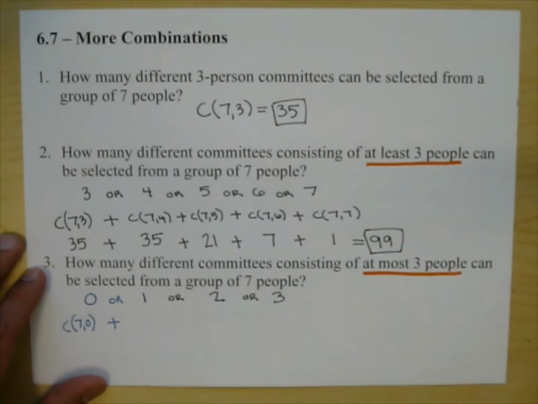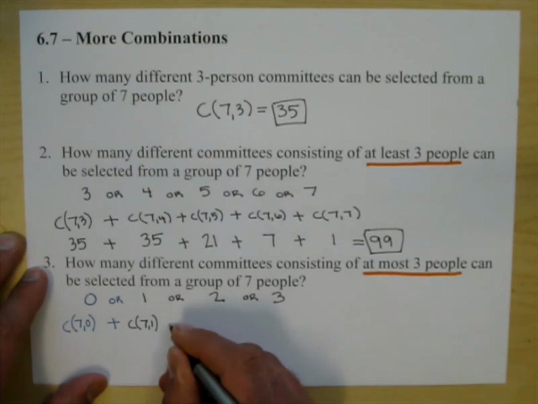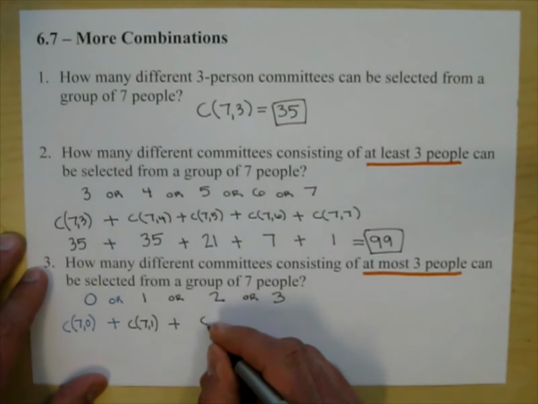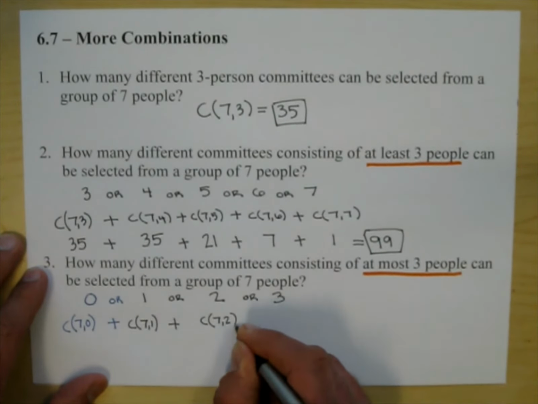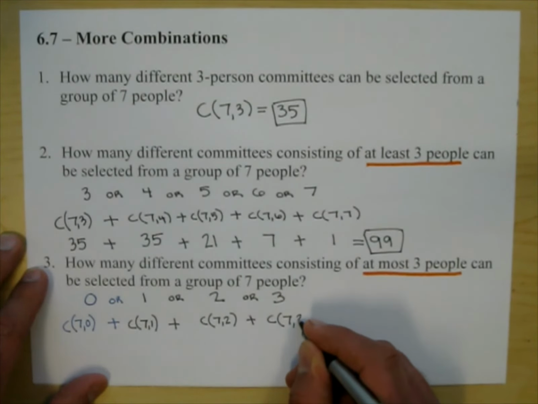Plus committees with just 1 person, 7 choose 1, plus this one is 7 choose 2, plus 7 choose 3.